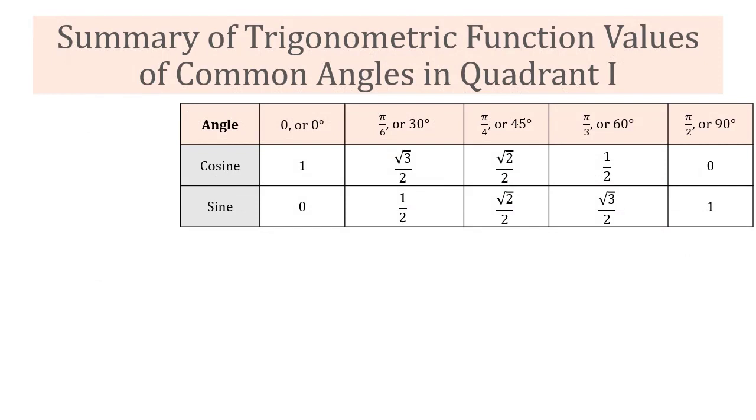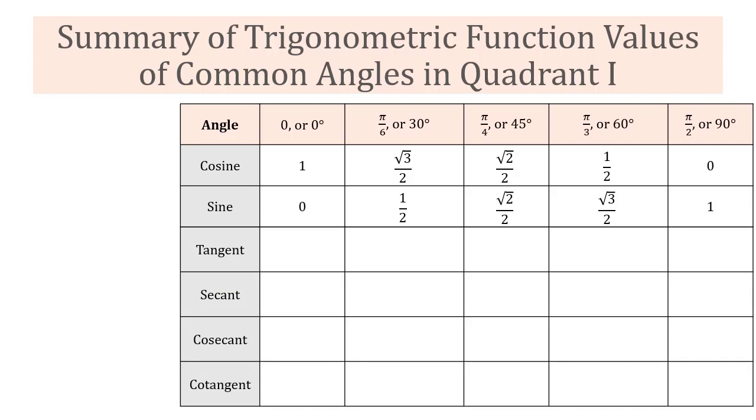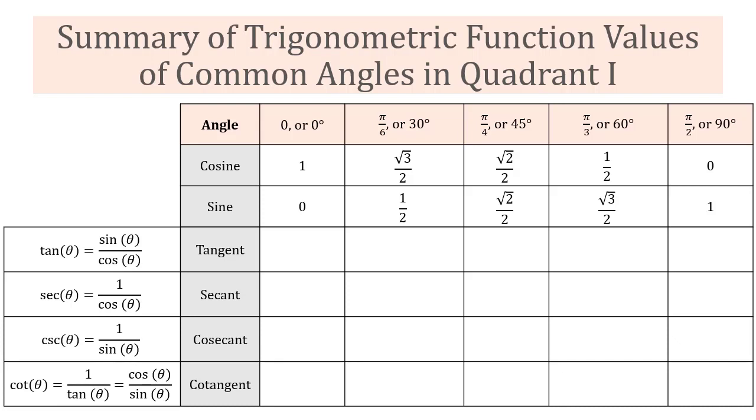We can summarize the trigonometric function values of the common angles in quadrant 1. We've already done that for the cosine and the sine of 0 degrees, 30 degrees, 45 degrees, 60 degrees, and 90 degrees, and of course their equivalent radian measures. But now we can complete this table by looking at the tangent, secant, cosecant, and cotangent. Now, we just learned those relationships between those function values and the sine and cosine, so they're being provided for you on this chart. But your ultimate goal would be to be able to memorize or remember those relationships.